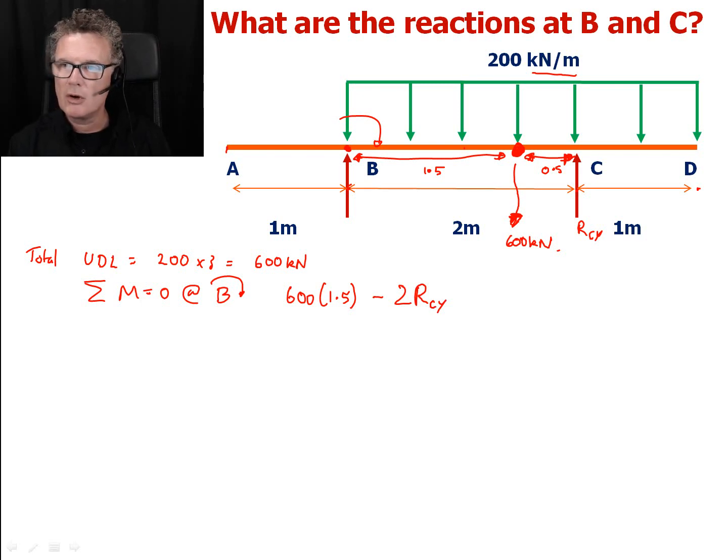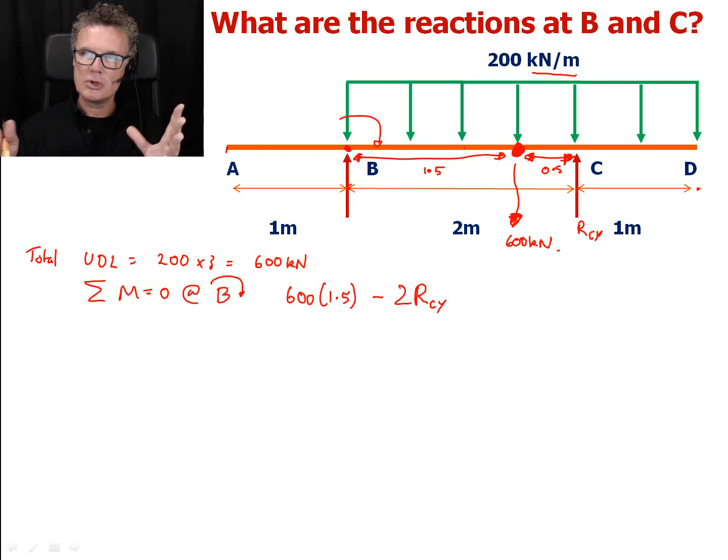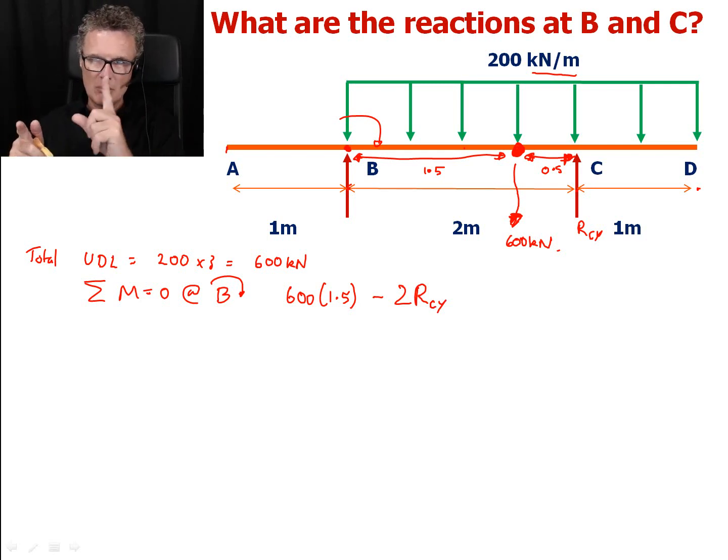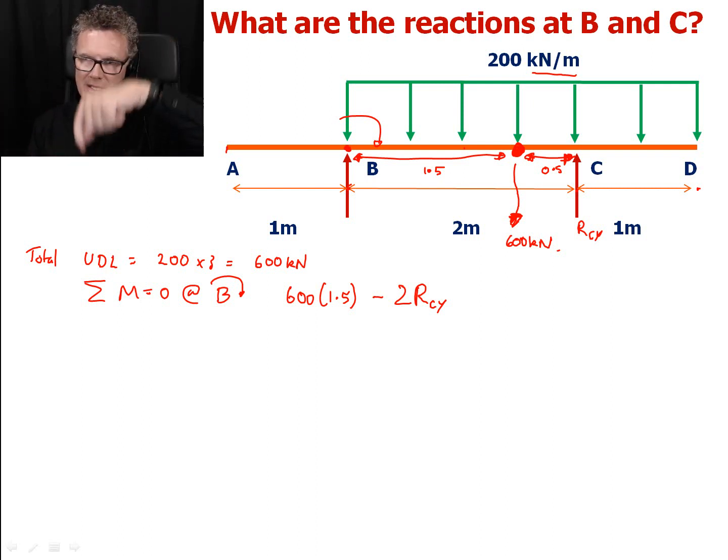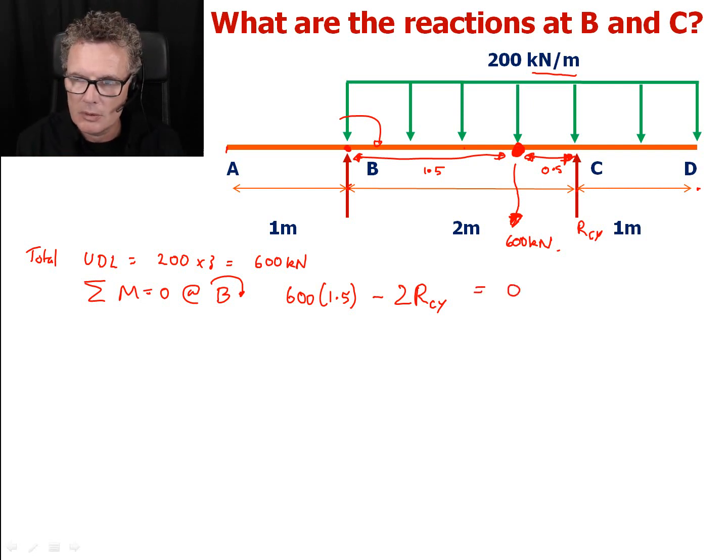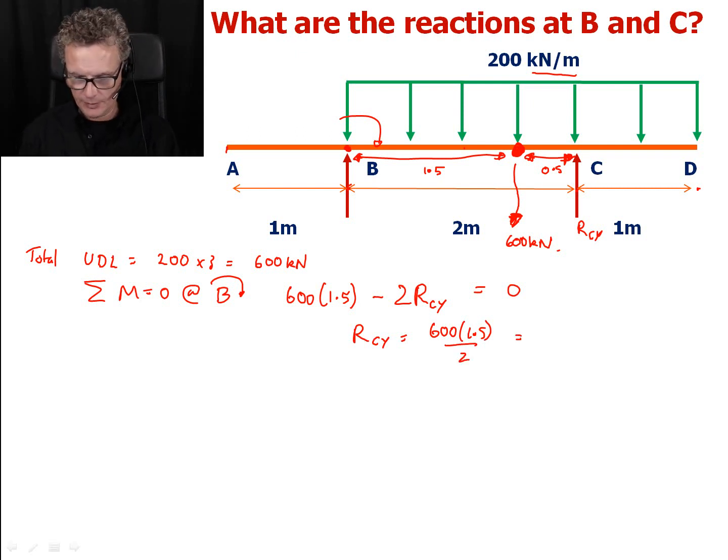And that's it. We've only effectively got one load. We can concentrate all the load of that UDL to one point and pretend that it's a single point acting at that position, equals 0. So RCY equals 600 times 1.5 divided by 2, which gives me 450 kilonewtons.